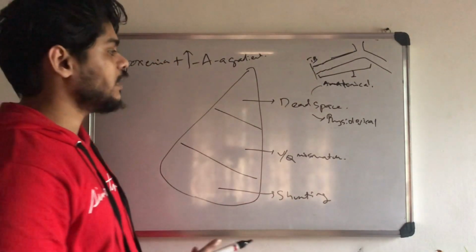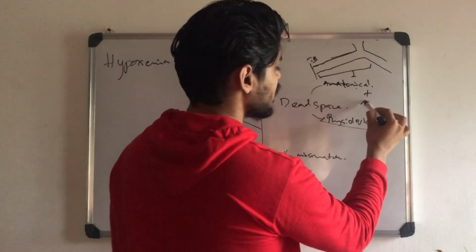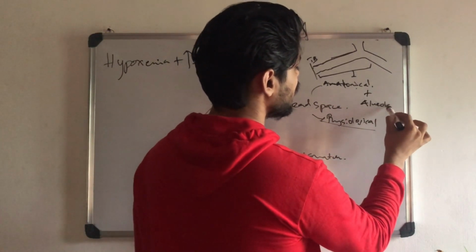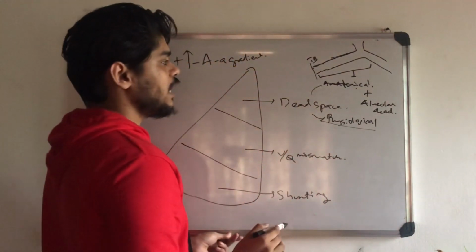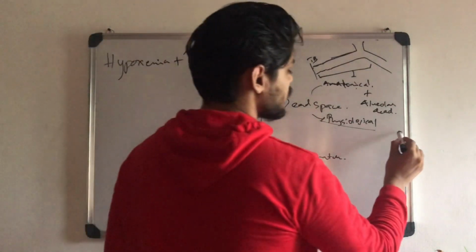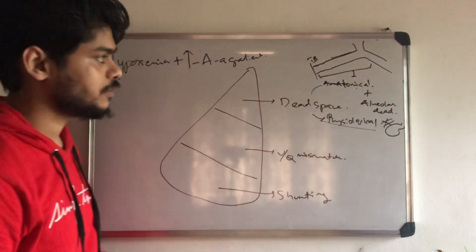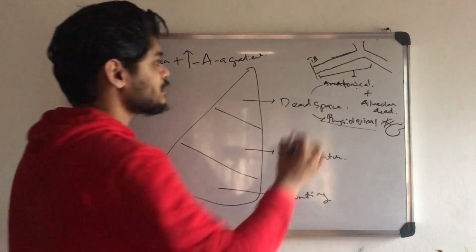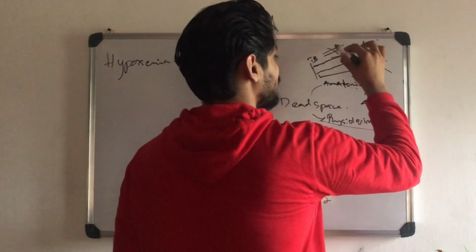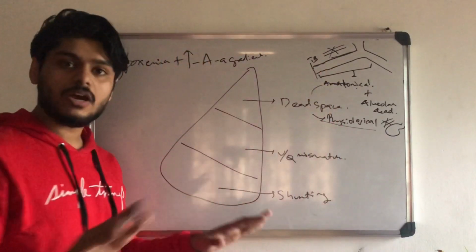Understood? And what was physiological dead space? It was the addition of anatomical dead space plus alveolar dead space. What was alveolar dead space? Alveolar dead space are those places where alveoli do not have blood supply. So what makes a dead space dead space? Actually, it is those places that do not have blood supply. Up to terminal bronchiole, we don't have blood supply.